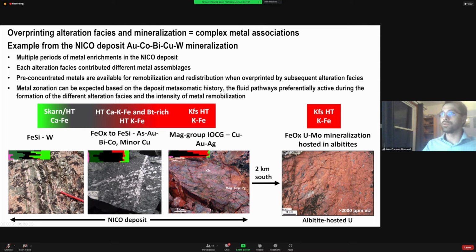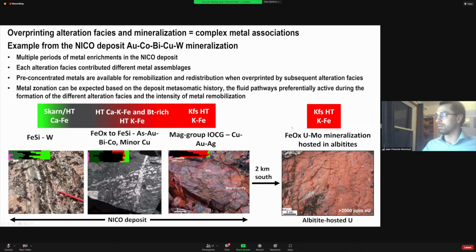We can also anticipate some metal zonation, as these alteration facies may not completely spatially overlap. So certain zones, in this case, might be richer in tungsten, others might be richer in gold, bismuth, cobalt, with little copper. And then as the IOCG overprint evolves and gets more mature, the copper component may become more important. And then if we move away from that, suddenly we can be in the uranium-molybdenum mineralization hosted in albitite.